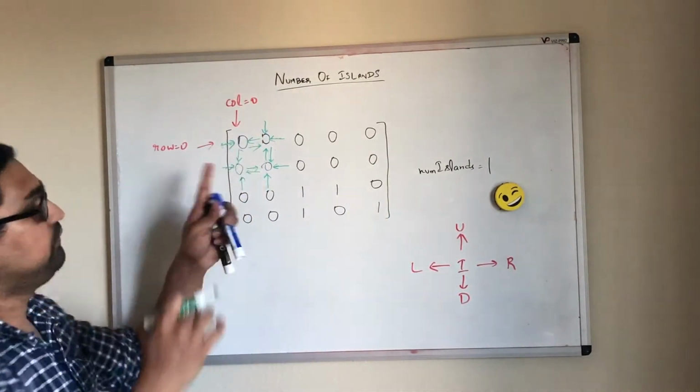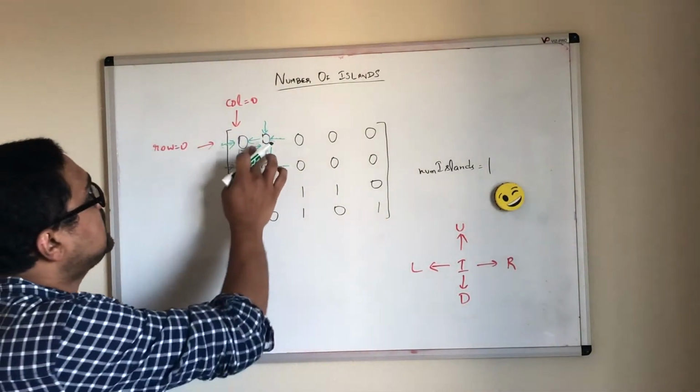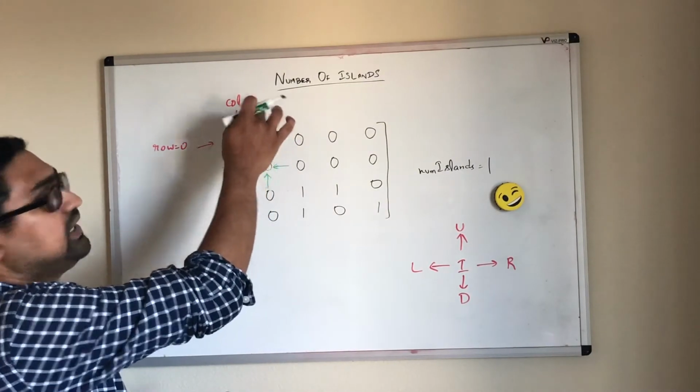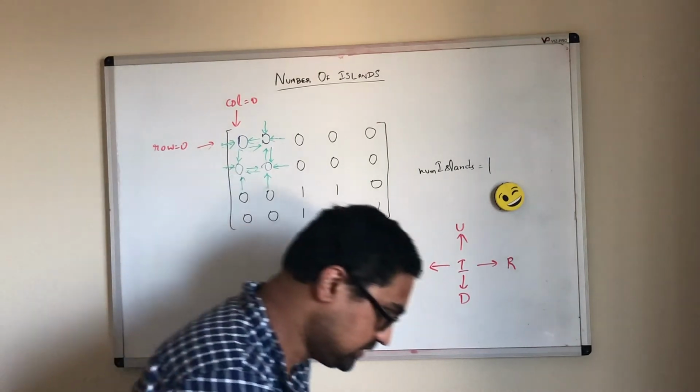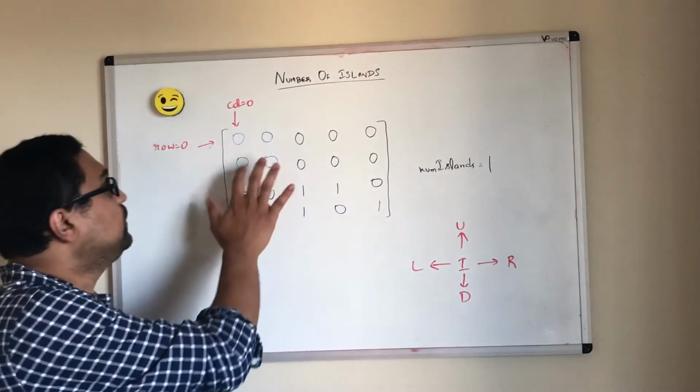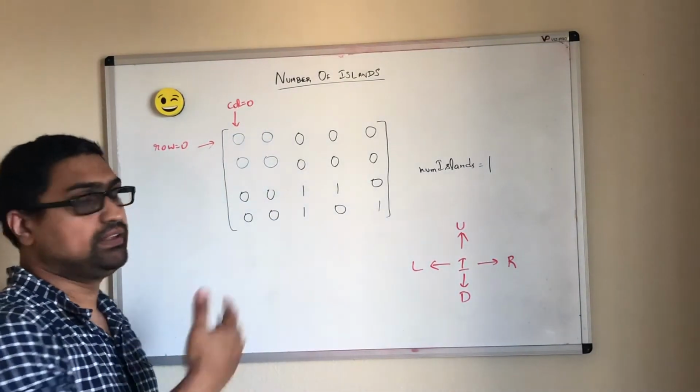Now we have finished the first element. Now we have to explore the next element here. So let me clean this recursive calls here first. Okay, now we are done with this element. Now let's explore the other elements.